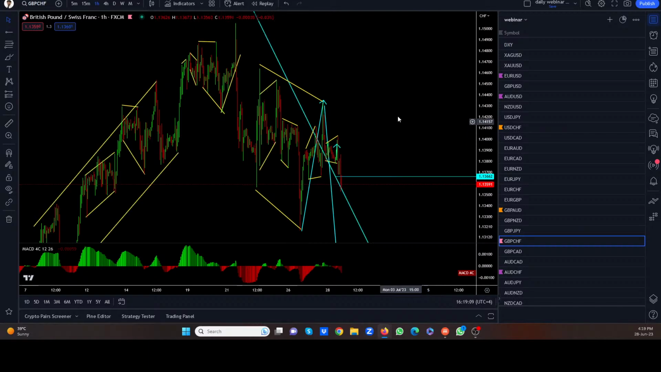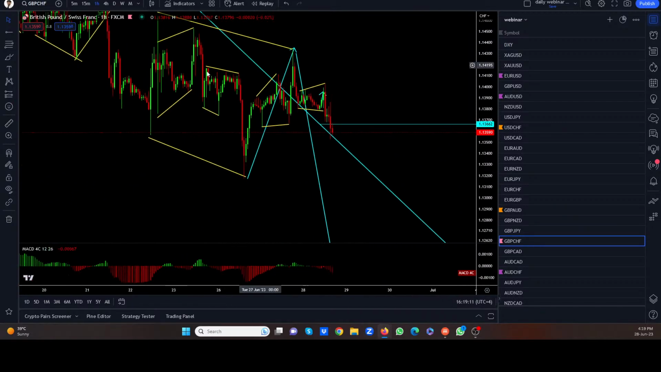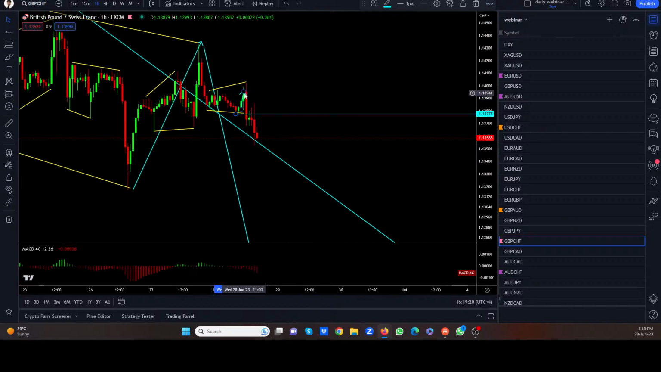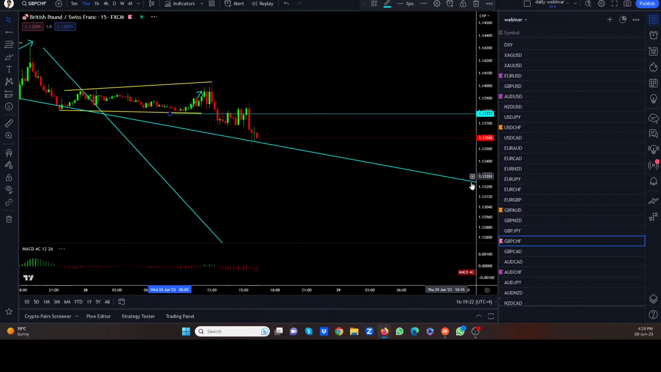Pound Swiss. This is a good one. If you took it, you should have closed and re-entered. We didn't take this live. I put this on now, right? But the entry was here. This is where you should have put that entry when this went up, because see this one here. We didn't have it. We were expecting that to go.